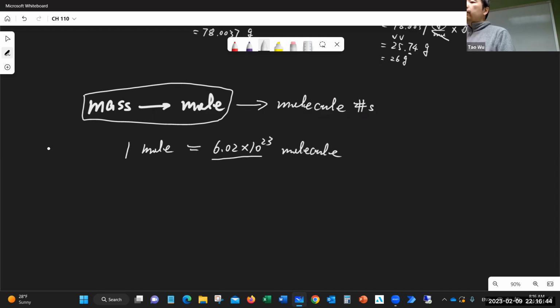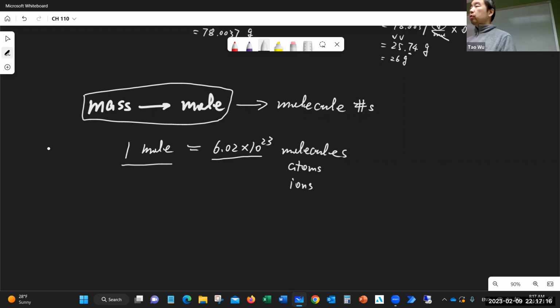But if you're talking about 1 mole of certain atoms, then the number could also be atoms. So the unit of that number could change. It really depends on what kind of substance you're talking about. If you're talking about atoms, that's a number of atoms. Molecules, a number of molecules. Ions, a number of ions. So you see, 1 mole is that number.